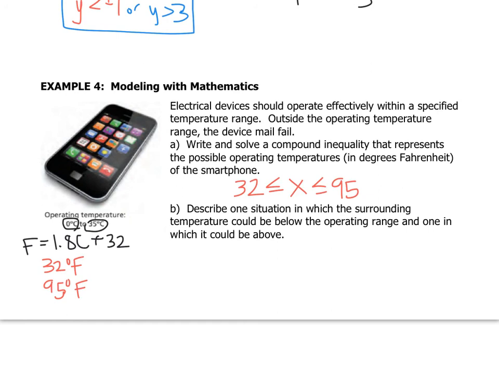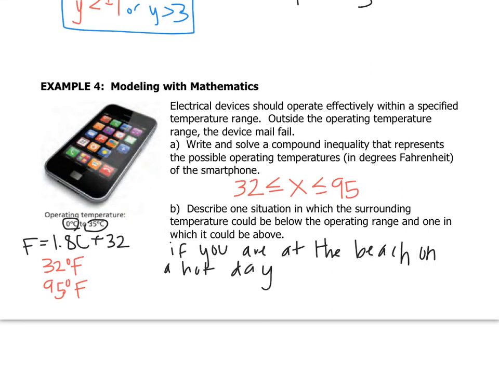Now we describe one situation in which the surrounding temperature could be below the operating range and one in which it could be above. So I actually gave you the one where it could be above. Do you remember when I said it might not work if it gets too hot? If you're at the beach on a hot day, it might not work. What do you think might be a time when it wouldn't work if it's too cold?